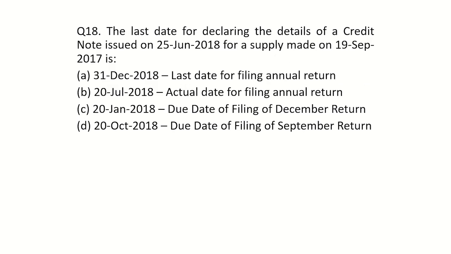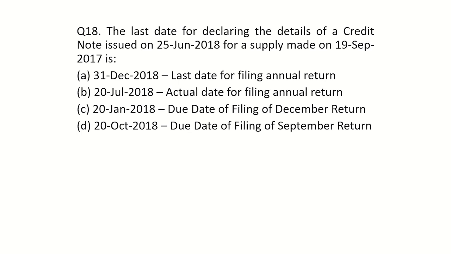Yes, next question. The last date for declaring the details of a credit note issued on 25th June 2018 for a supply made on 19 September. Options given are 31st December 2018 being the last date for filing annual return, 20th July 2018 actual date for filing annual return, 20th Jan 2018 due date for filing of December return, and 20th October due date of filing of September return.